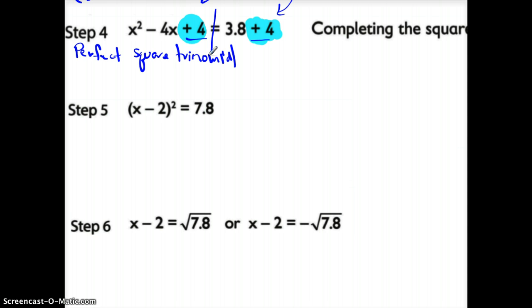I'm going to continue this in the next video. The reason why I call this a perfect square trinomial is because when factored, I'm going to factor this with the X box method, it is going to create this item here. And this is a perfect square. I'll do the factoring on the next video.